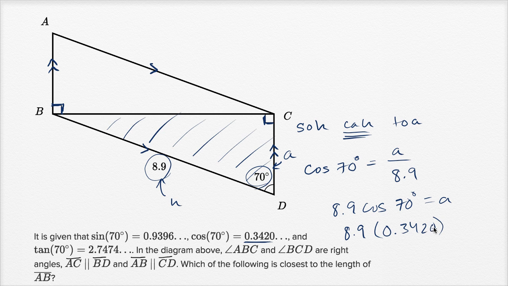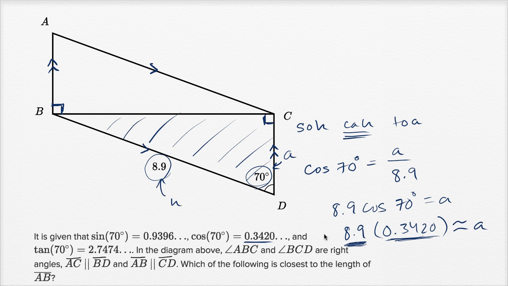So you'd have 8.9 times 0.3420. We don't really need to write that last zero, and it keeps going on and on. I'll just write the first couple of digits. That's going to be approximately equal to a. This isn't exactly the cosine of 70 degrees, but it's reasonably accurate. So if we look at this, this is almost 9, and this is a little bit more than a third. So a third of 9 would be 3. So this should be, I'm guessing a little bit, around 3.